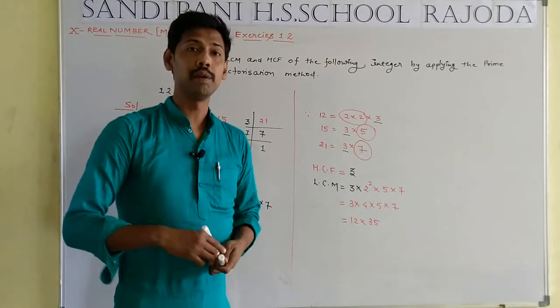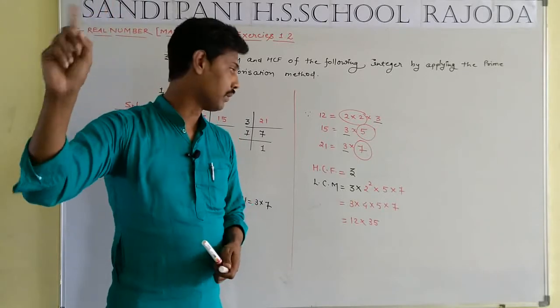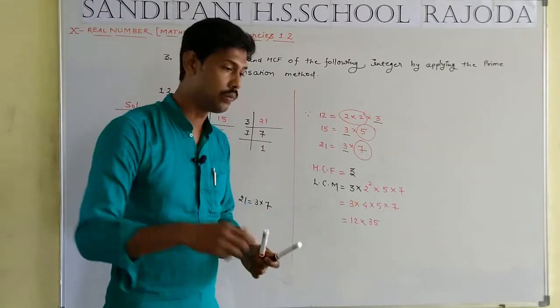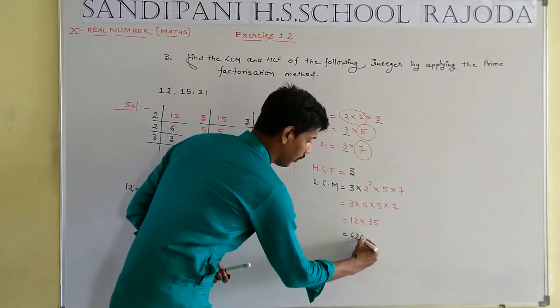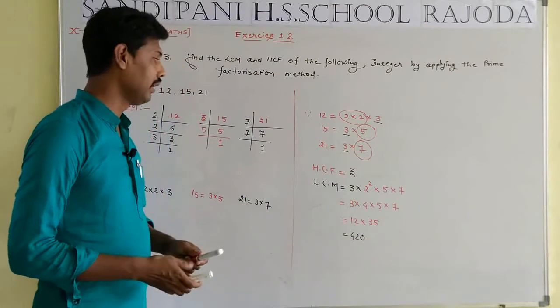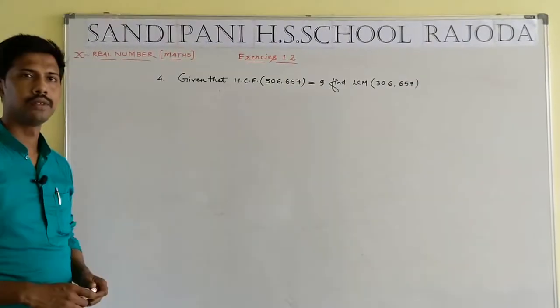12 into 35 will be equal to 420. 420 is the answer. Okay, I hope you understand this question.